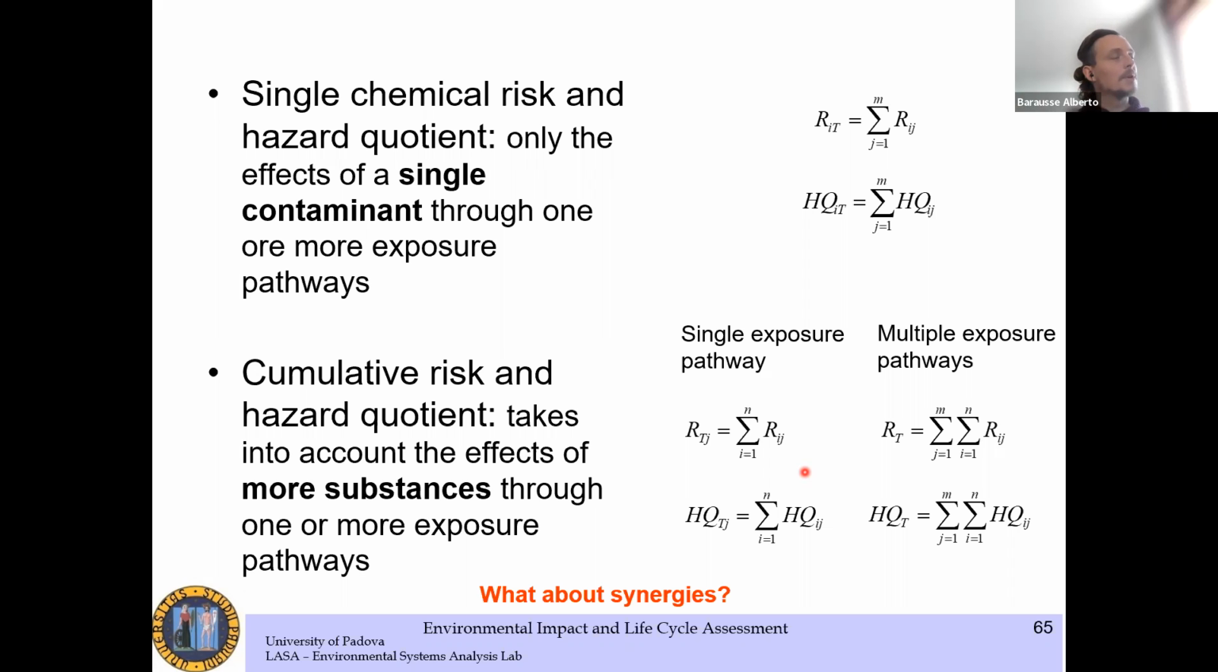This is very relevant, for example, in the case of pesticides. Pesticides usually contain mixtures of different chemical compounds, and each chemical compound can generate a risk. And because we don't have enough knowledge, you usually don't know how these different compounds interact, acting on human metabolism and physiology.